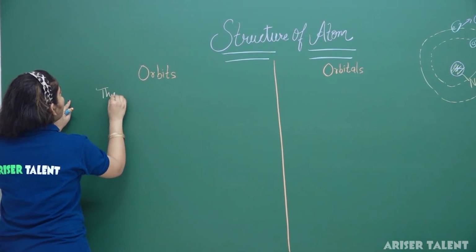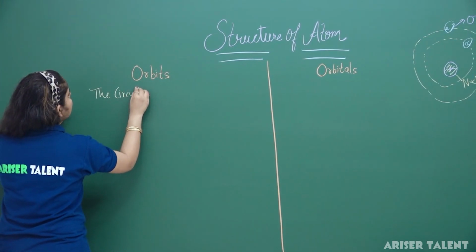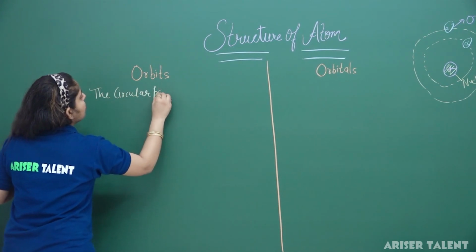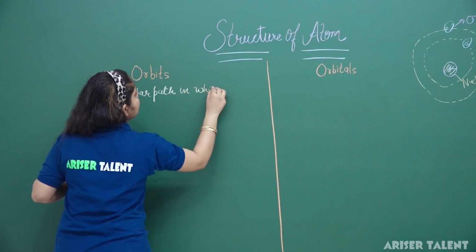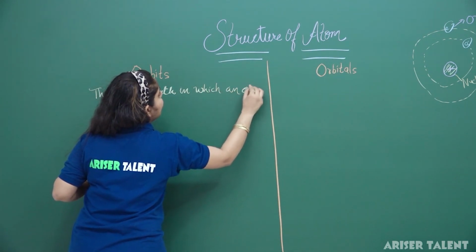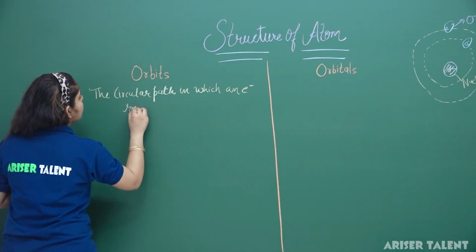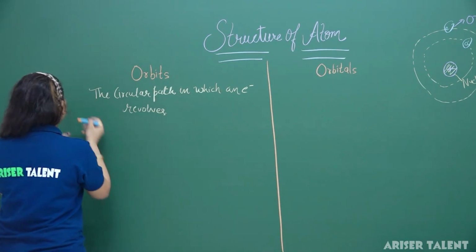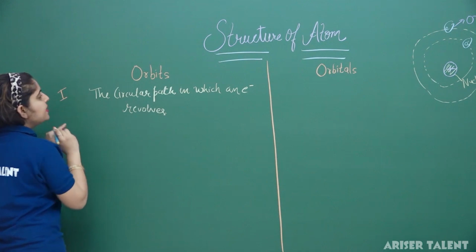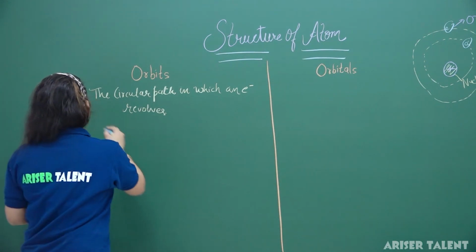So orbits are the circular path in which an electron revolves. Here it is the basic definition regarding orbits.